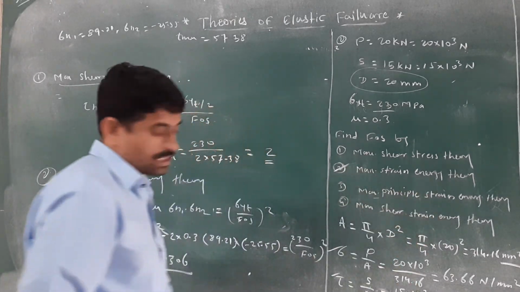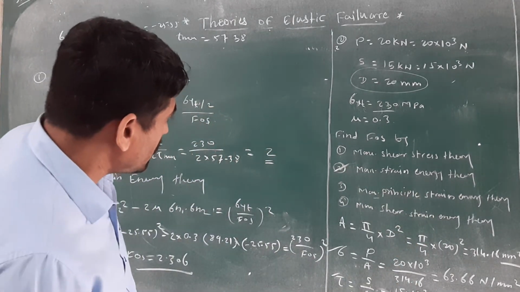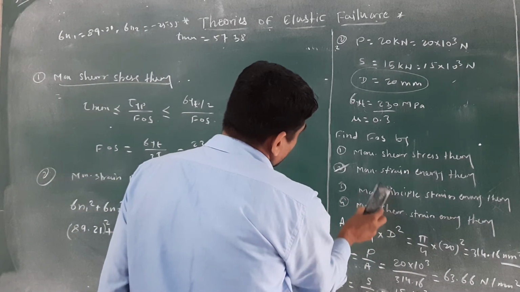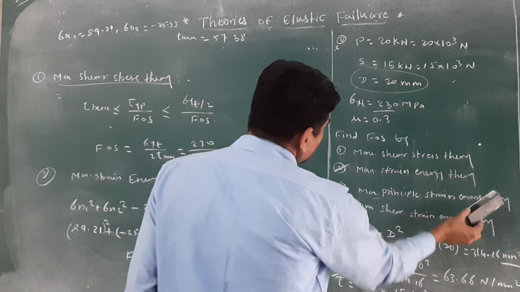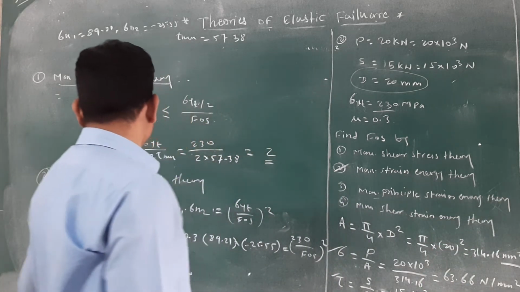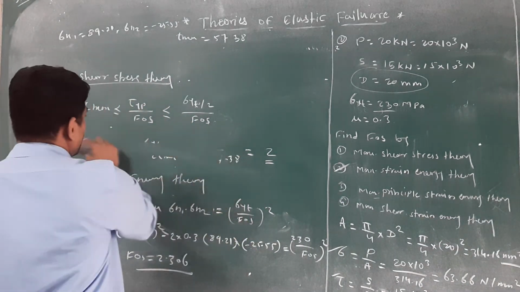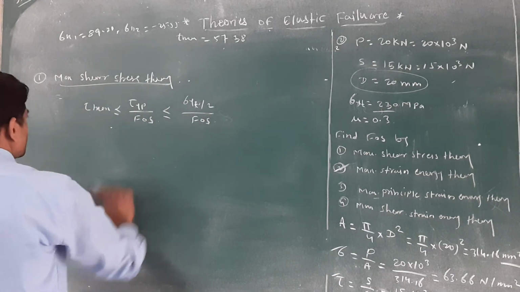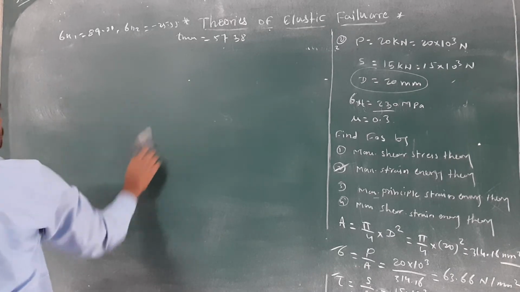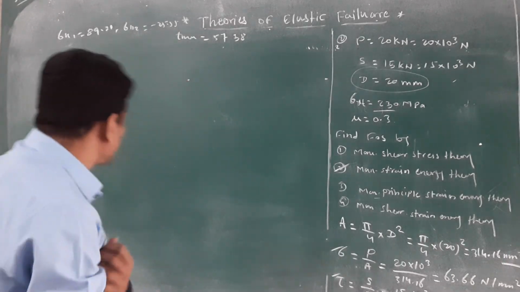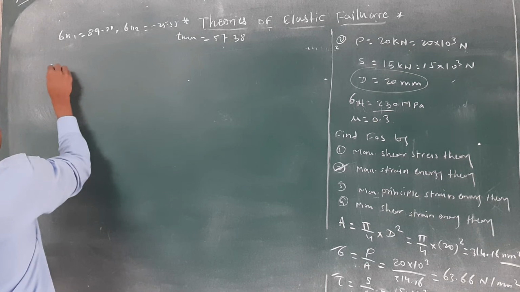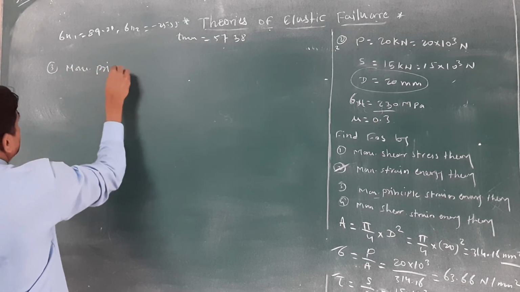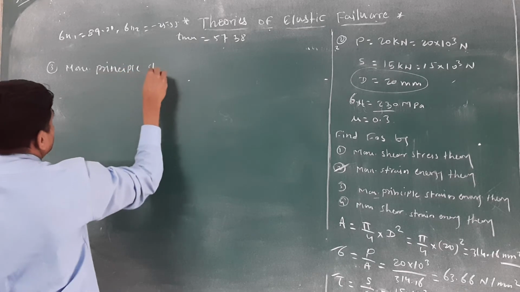Maximum strain energy theory. Then see, the wording has changed. If the wording is changed, then again the formula will change. Maximum principal strain energy theory. This is the maximum strain energy theory. All of you ready? The next one is the maximum principal strain energy theory. You only have to put the values in the formulas. Third is the maximum principal strain energy theory.